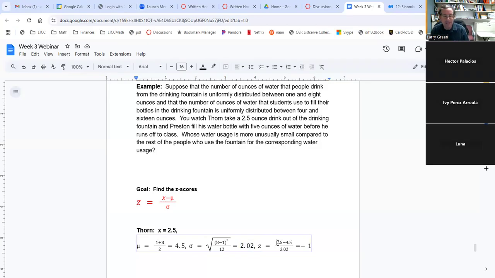All right, now you plug it in. X is 2.5, mu is 4.5, sigma is 2.02. So 2.5 minus 4.5, all divided by 2.02. And just note, when using a calculator, it's really important to make sure that you put parentheses around the 2.5 minus 4.5. If you forget the parentheses, then it'll give you the wrong answer. Okay, because that big line of division tells you that you need parentheses for the numerator. And what you get is approximately equal to -1 within a couple decimals. Any questions on that?